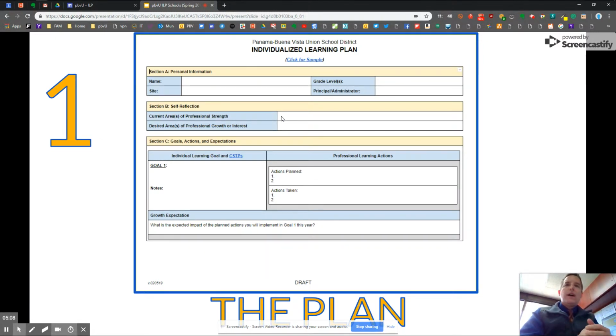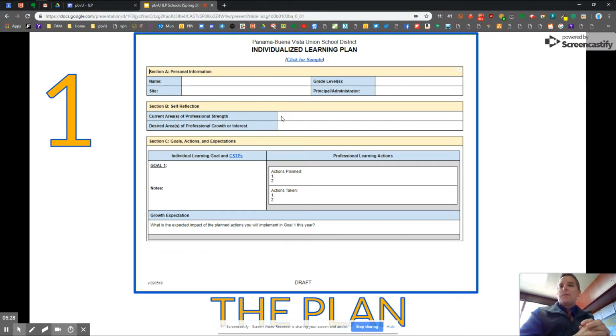Again, not a long journal, just a few, 3, 4, or 5 sentences, whatever it takes. What's that area, or maybe 2, that I'm really interested in looking at next year to grow, just to improve upon in some small way.